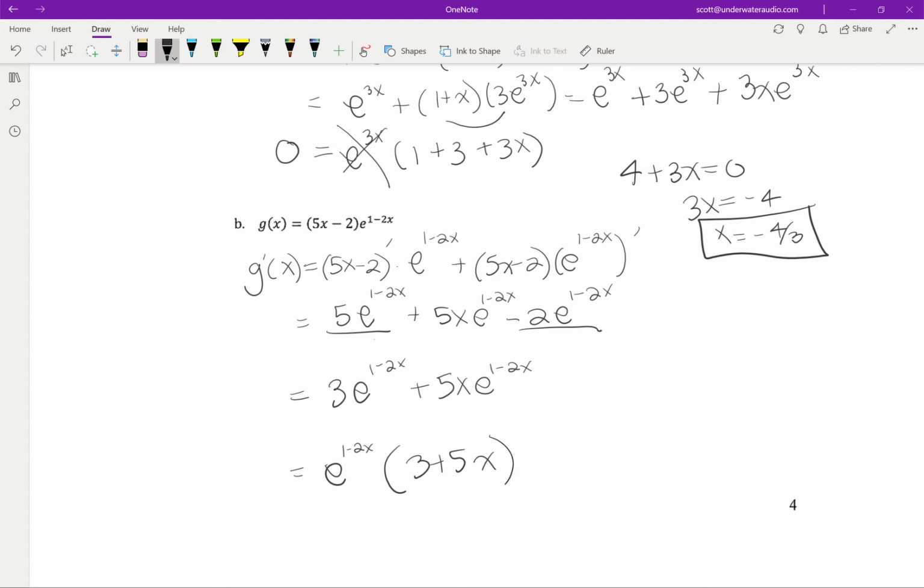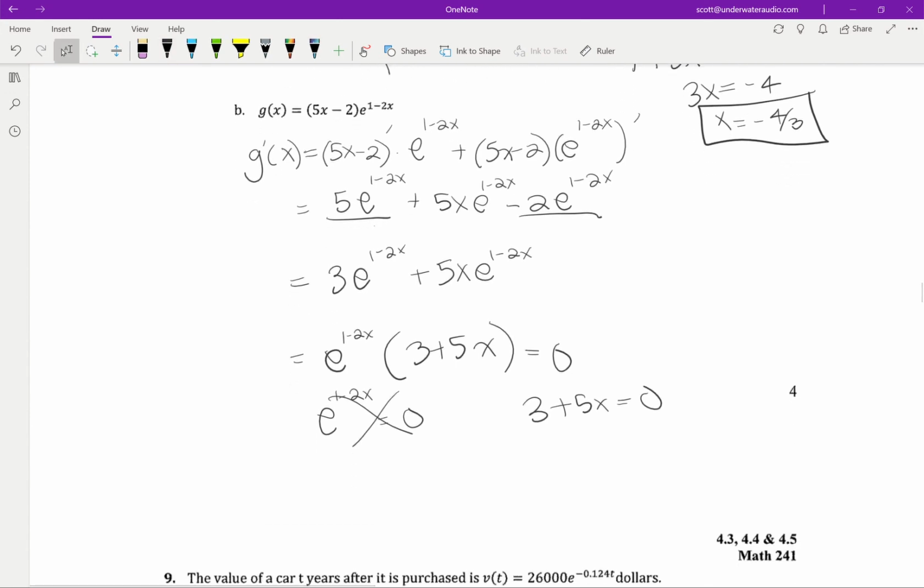And I'm looking to see where this is 0 or not defined. Normally what I would do is solve each of these individually: e to the 1 minus 2x equals 0, and 3 plus 5x equals 0. The only thing is e to a power is never going to equal 0, so I don't need to bother with that one. But I will solve this one, 3 plus 5x, by subtracting 3, and then dividing by 5, I get x equals negative 3 over 5. It's pretty nice.